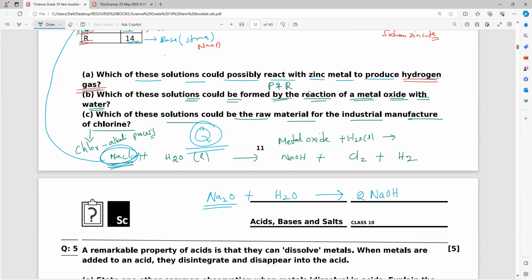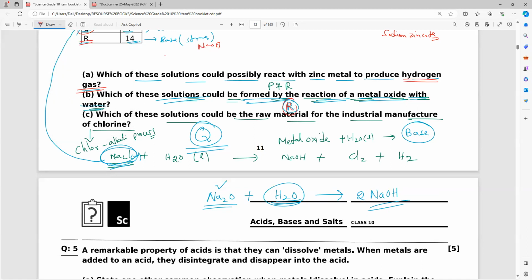So metal oxide reacting with the water. Which of these solutions could be formed by the reaction of metal oxide with water? What is the solution that will form? Metal oxide reacting with the water will form a base. What is the base name? Sodium hydroxide. So what is the answer? Second question answer.